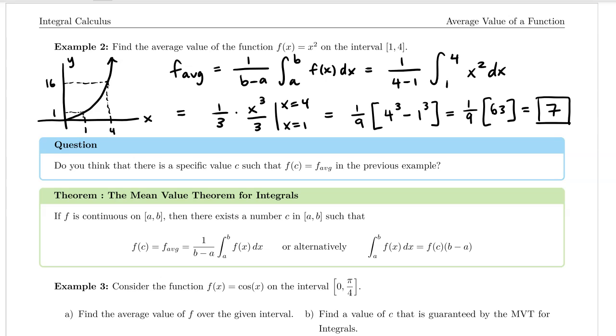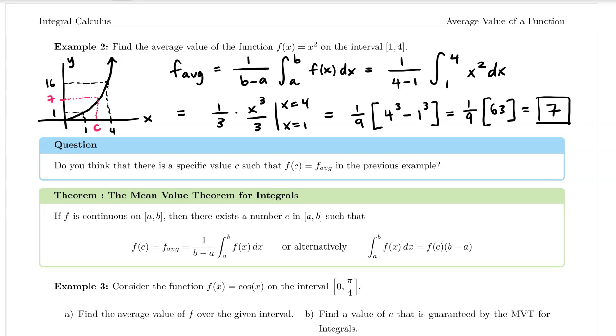So this question says, do you think that there's a specific value c such that f of c is equal to the average value of the function in the previous example? And the answer should be yes, because f of x equals x squared is a continuous function. So I don't know exactly where it is, but here's 7, and that means that I should be able to plug in some value c where it's going to give me an output value of 7.